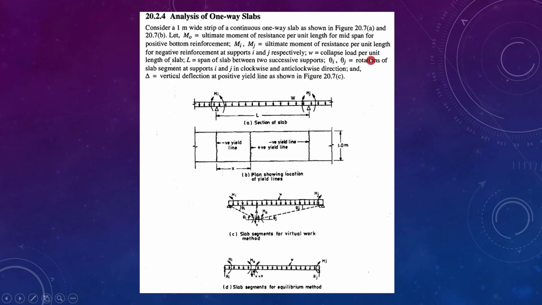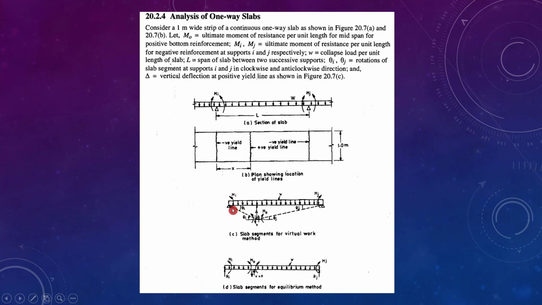And W is the collapse load per unit length of slab. This is the collapse UDL, given as W. L is the span between the I and J supports. Theta I and theta J are the angles. You can see here.